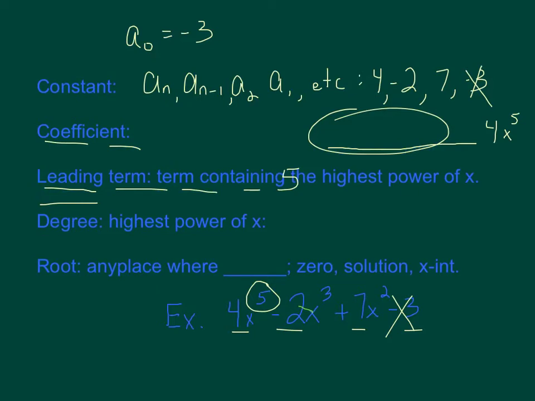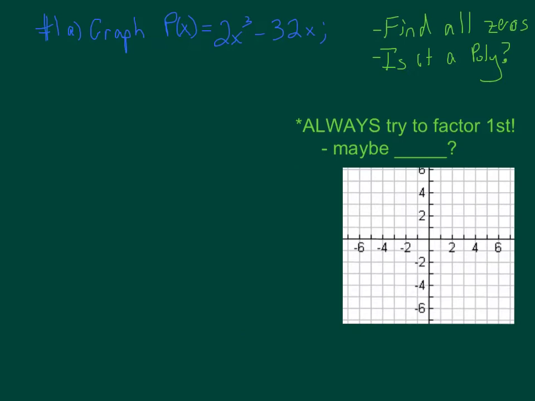And then finally, a root of a polynomial is any place where the function can equal 0. In other words, where it crosses the x-axis. To find a root or to find a 0, set the function equal to 0 and figure out where it crosses the x-axis. Solve for x.